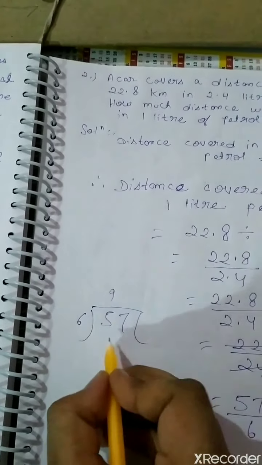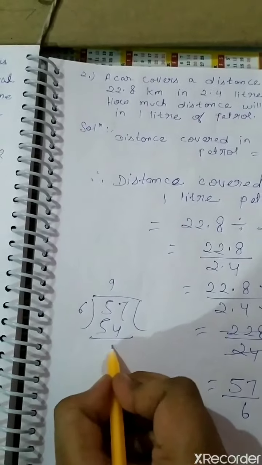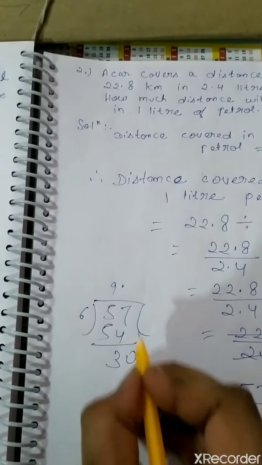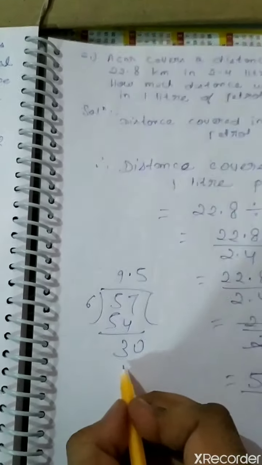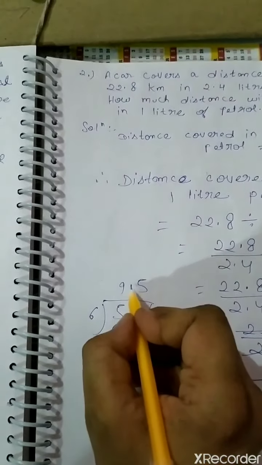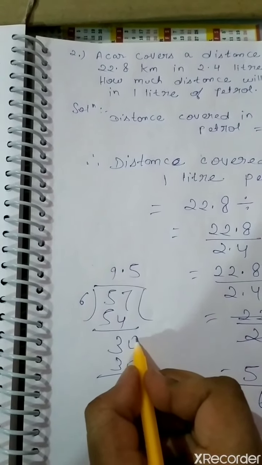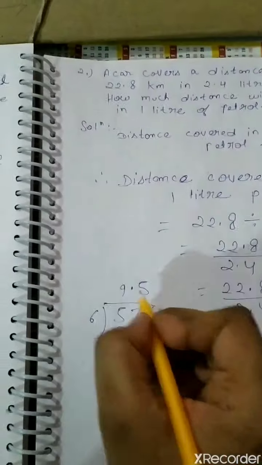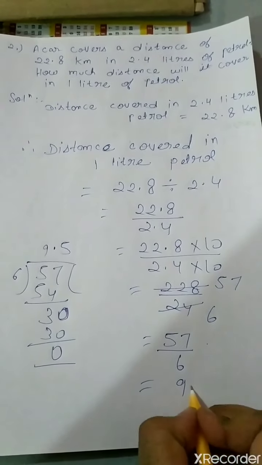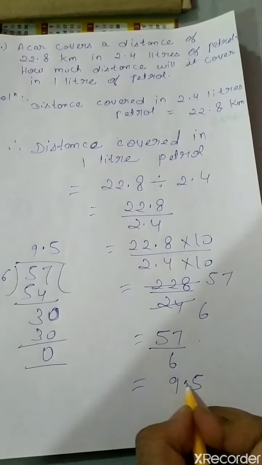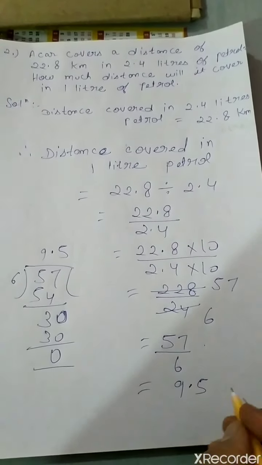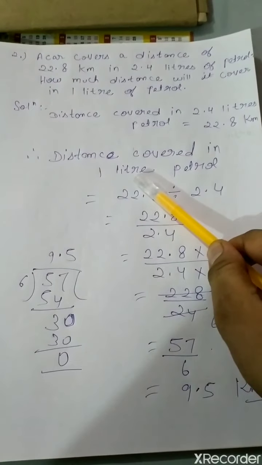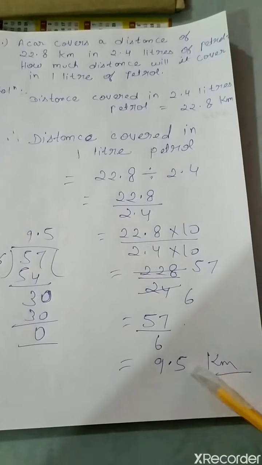6 into 9 times 54, that leaves 3. Then you will put the decimal point, then here 0 will come. Then 6 into 5 times 30. When you give the decimal point, only then will a 0 come here. Now 6 into 5 times 30, so remainder is 0. The number is 9.5. Okay, that means 9.5 kilometer in 1 liter of petrol. Distance covered in 1 liter of petrol is 9.5 kilometer.